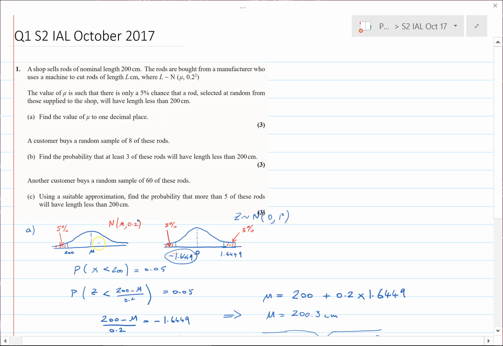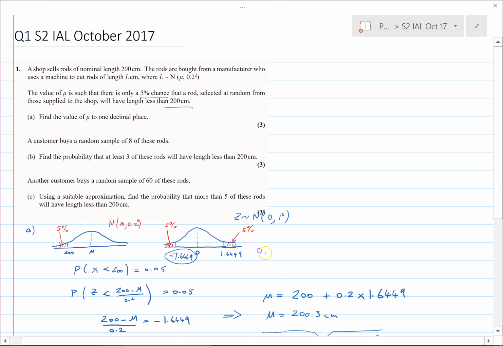The first question is a straight normal distribution question that you could get on S1. We can use the tables. It says that there's these rods with unknown mean, but the key information is that there needs to be a 5% chance that they're less than 200, so I've drawn that in a diagram there. Then we use the Z transformation, but bear in mind the Z number is going to be negative, so if you look in the tables you'll find that number.